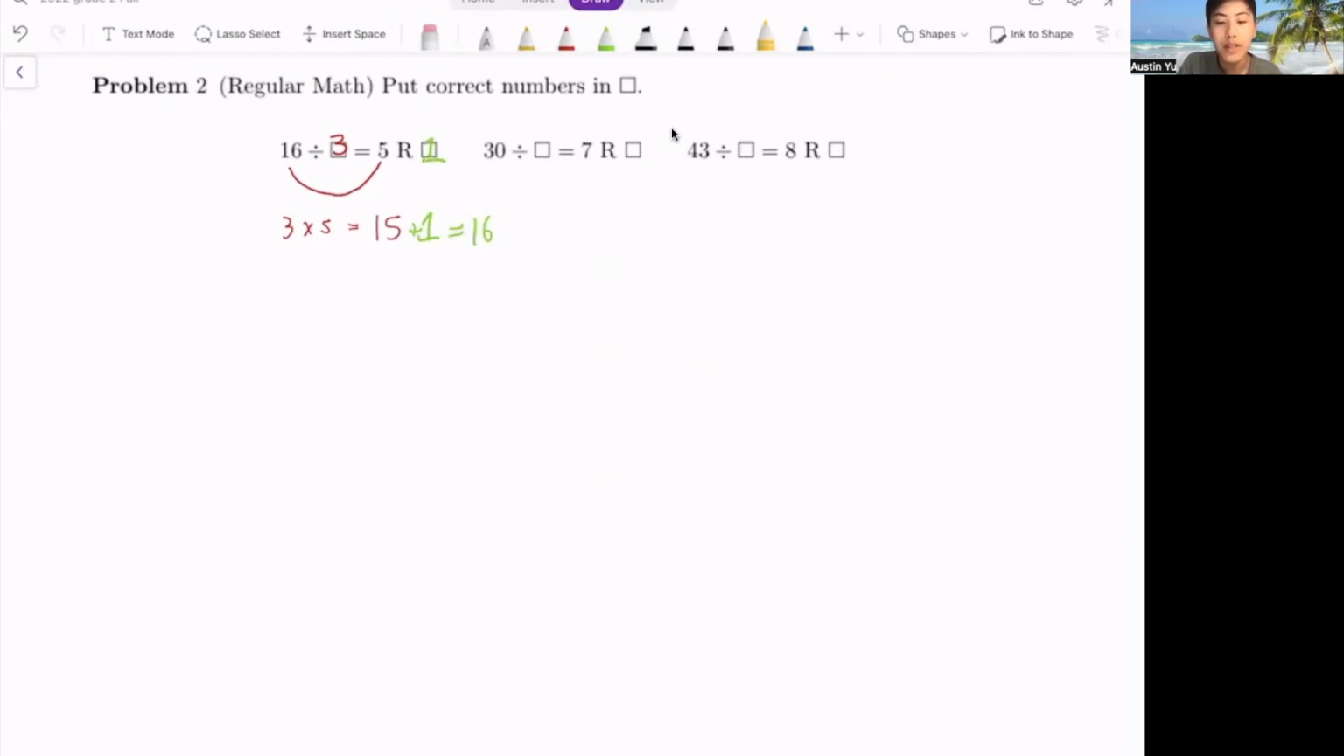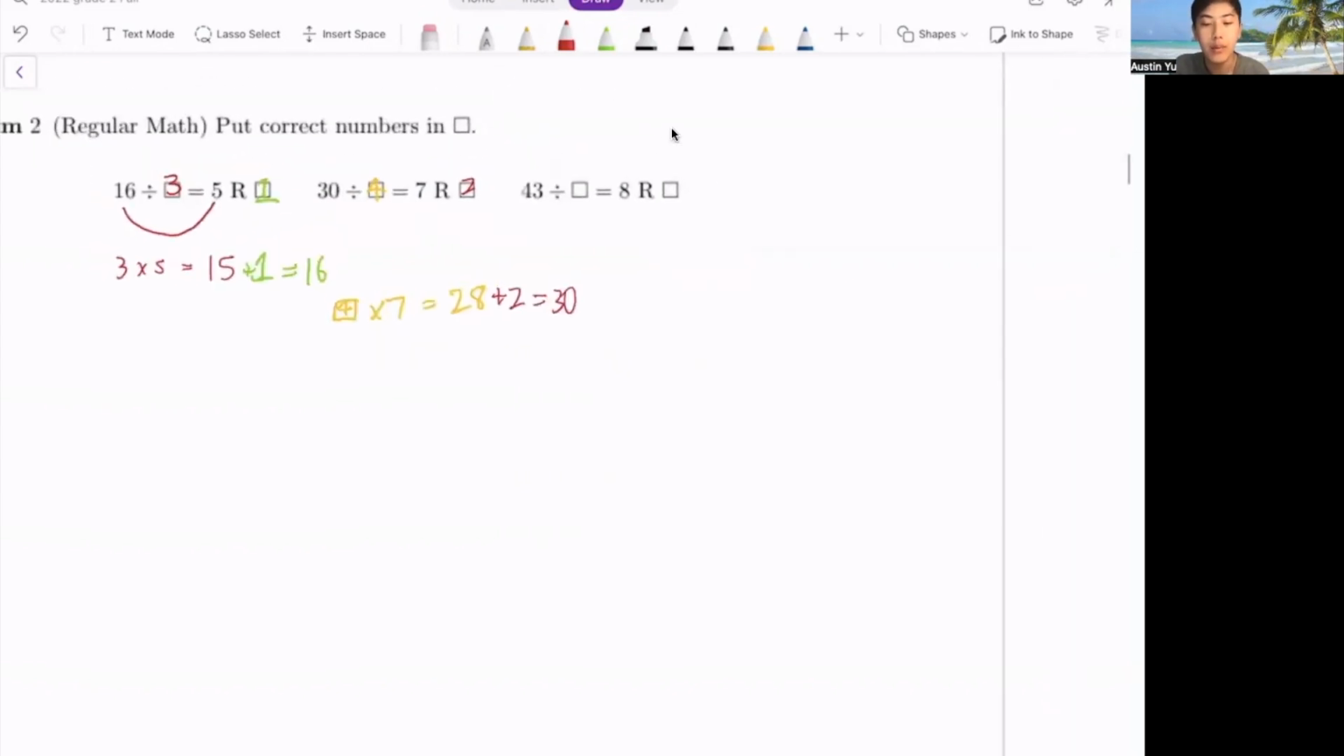Next problem, 30 divided by something equals 7, remainder something. Well, we can see here that this should be something times 7 equals 30. And since there has to be a remainder somewhere, we know that the closest we can get is actually just 28, because 4 times 7 equals 28. Therefore, we just put the answer 4 in the first blank. And as we can see here, 28 plus 2 remainder equals 30. So therefore, the remainder is 2.